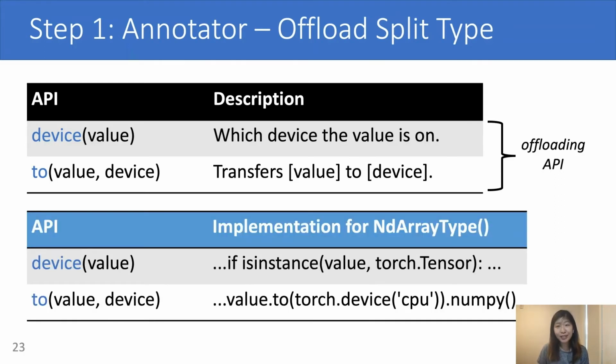The offloading API is used to automatically transfer data, which we had to do manually in the motivating example. To make the interface for offload split types concrete, we'll look at an implementation of the ND array type for the API. In this case, device checks the type of the object, whether it's a torch tensor or a NumPy ND array, and to uses the transfer API from the PyTorch library to move data around.